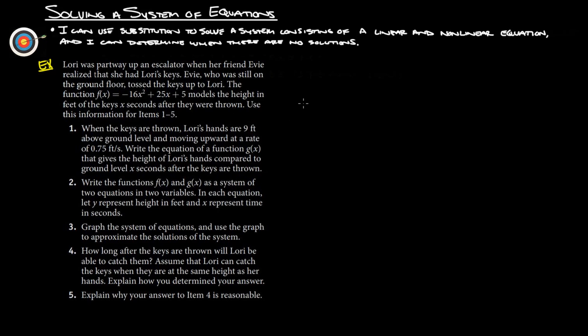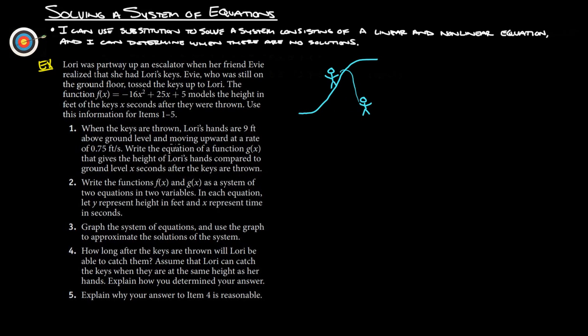Now, it doesn't ask you to draw a picture, but I'm just going to draw a picture just so I kind of get an idea of what's going on here, right? So here's our little escalator. Here's one person going up the escalator. The other person is still on the ground, and they're going to toss the keys up to the person on the escalator, right? So just so we kind of get an idea.